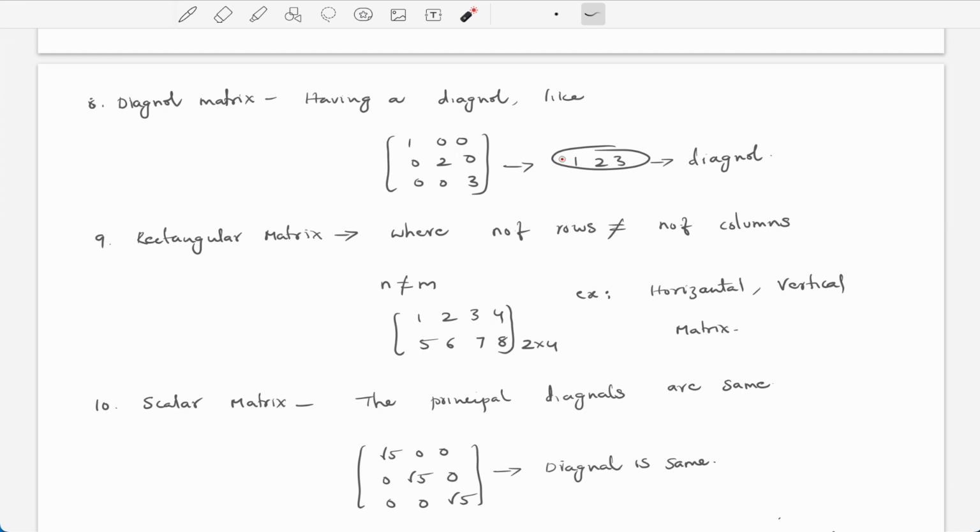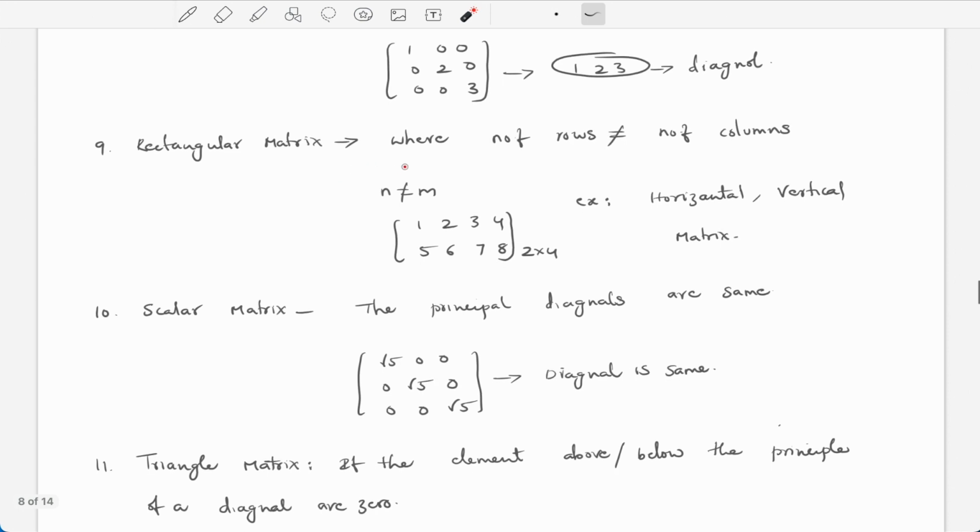After that, we're going to have something known as rectangular matrices, where the number of rows is not equal to the number of columns. As I said in the examples of horizontal and vertical matrices, we had a 2 into 4 matrix and a 4 into 2 matrix. The number of rows is not equal to the number of columns, so n is not equal to m.